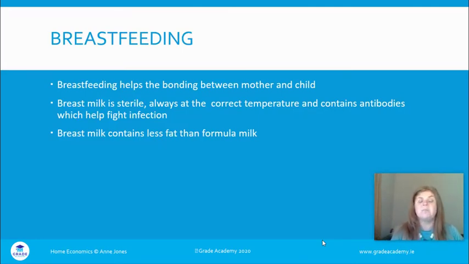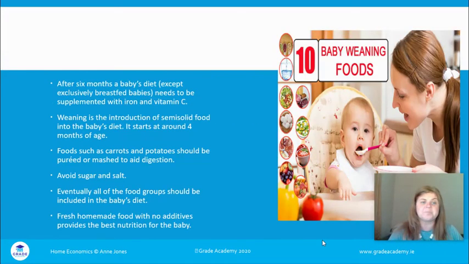We will have a quick look at breastfeeding as to what the benefits of that are, because it helps the bonding between the mother and child. Breast milk is sterile and it's always at the correct temperature, and it contains the antibodies which can help fight infection. Breast milk also contains less fat than formula milk.